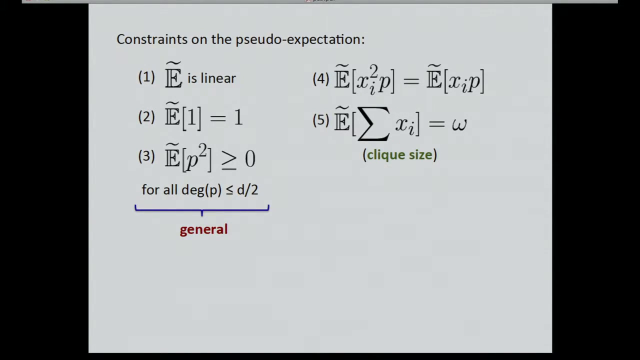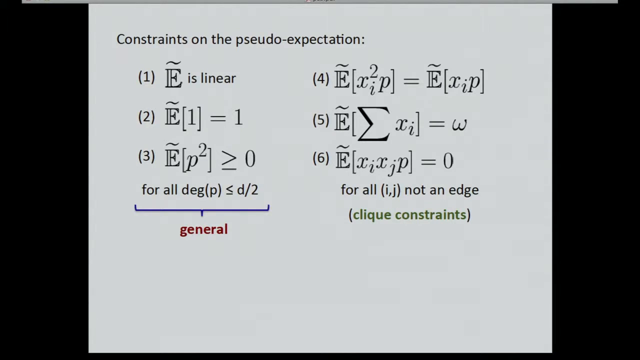Now let's start actually getting into what's planted clique. Well, we're looking for large cliques, so we want that if these really behaved like indicator vectors for a clique, then we want at least omega of them to be on, because we're looking for large planted cliques. So this constraint, you should really interpret it as being a clique size constraint.